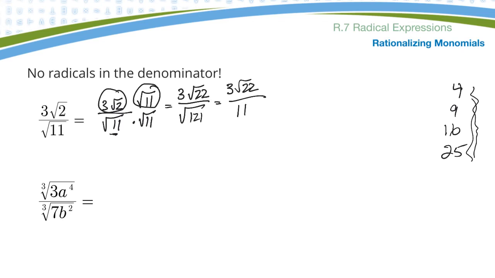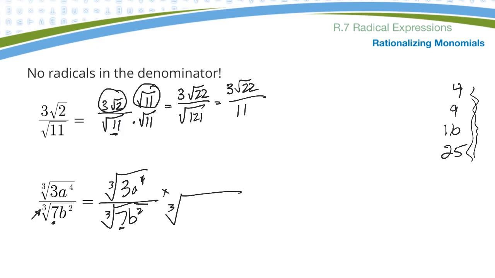Okay, the next one, a little tougher because this one's a cube root. So cube root, I need to have 3 things the same to bring one out. So on the bottom, I just have 1 7. Let me rewrite the question. So 3a to the 4th over 7b squared. So I'm going to multiply this by cube root of, I only have 1 7 here, and I know I need 3, so I'm going to multiply it by 2 more 7s. Then totally I'll have 3 7s. I can bring it out.